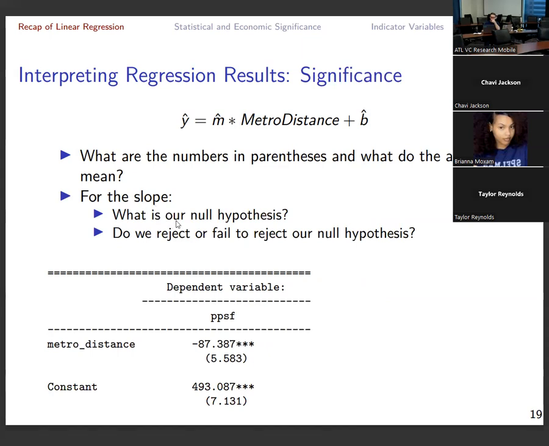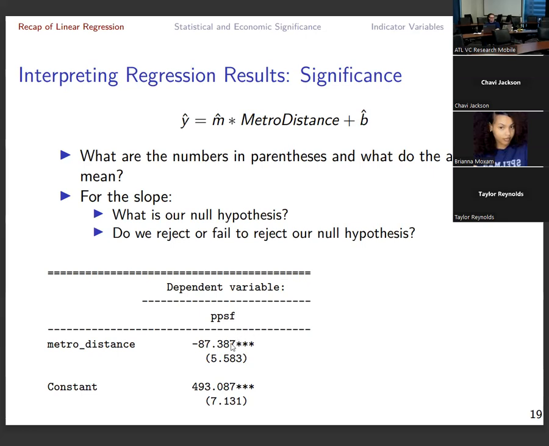We've already asked this question, right? What's our null hypothesis, and do we reject or fail to reject the null hypothesis? So the null hypothesis is that this m hat, which is this coefficient here, is equal to 0, whether or not metro distance has any explanatory value on the expected price per square foot in the data that we have here. And what did we conclude?